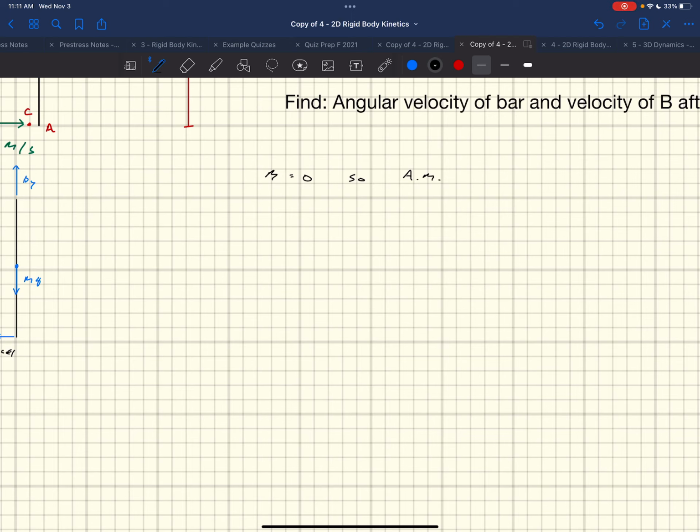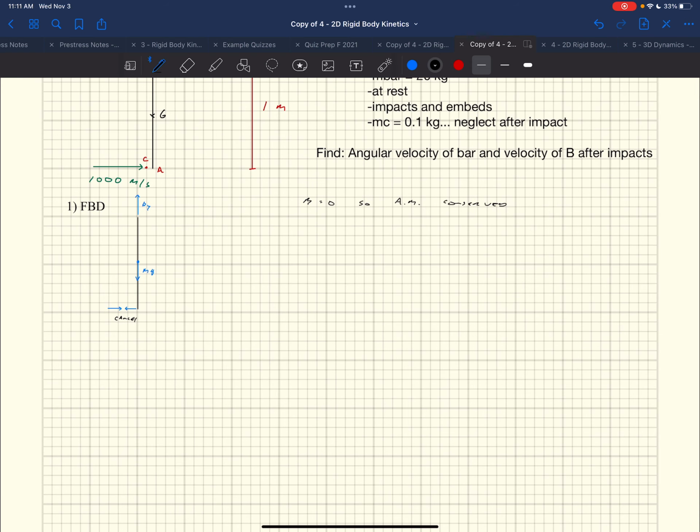Angular momentum is conserved. And there's a couple people out sick today, so. But we're just looking at this free body diagram. We drew all the forces on there, and we noticed that there are no external moments acting on this thing. And so angular momentum is going to be conserved.